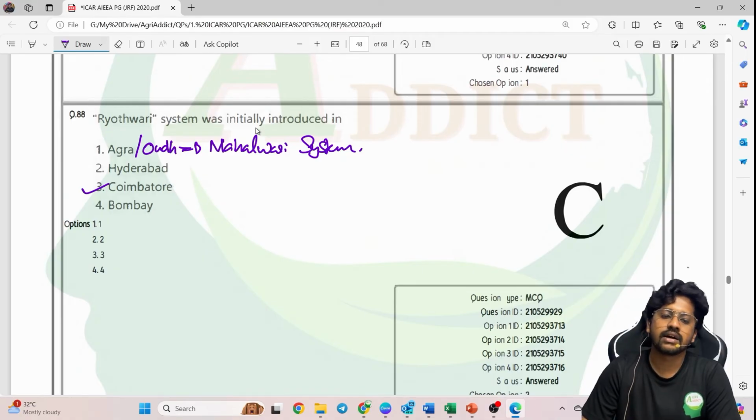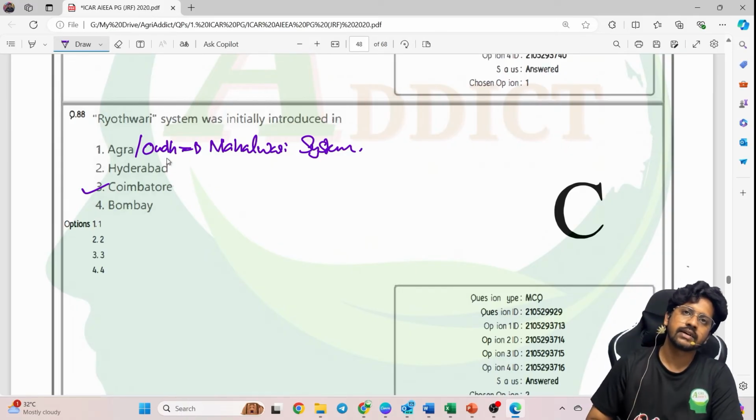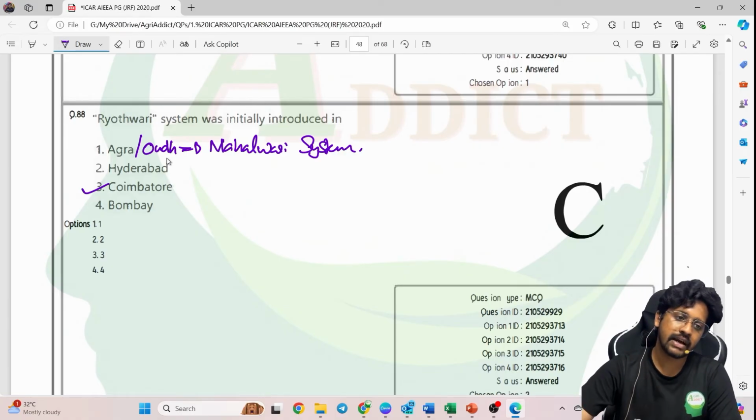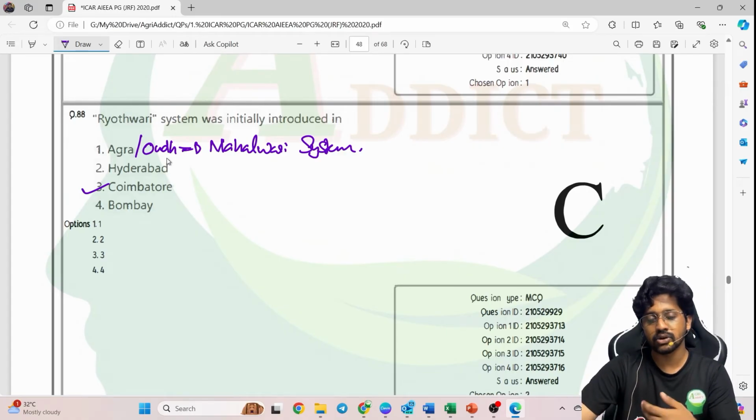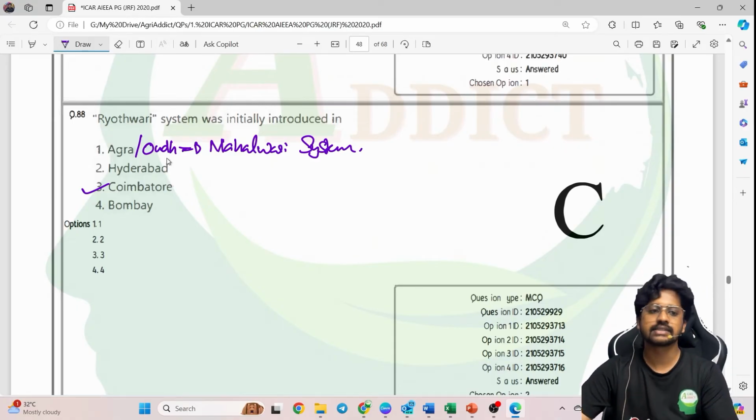Wherein actually the tenants have to pay the charge for using the land to a group, a village, right? But in the case of Rayotwari system, a single tenant will be given the legal ownership or the right to the land by the government, and they have to directly give the taxes to the government. Until and unless they are paying the charge for using the land, they have the transfer rights of the land as well as the resources.